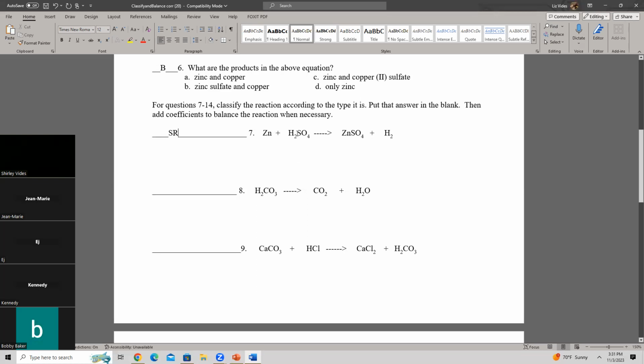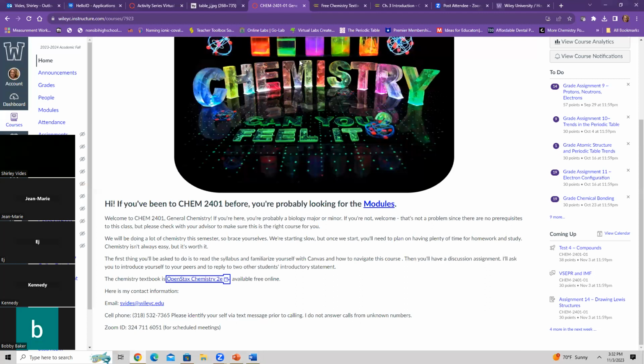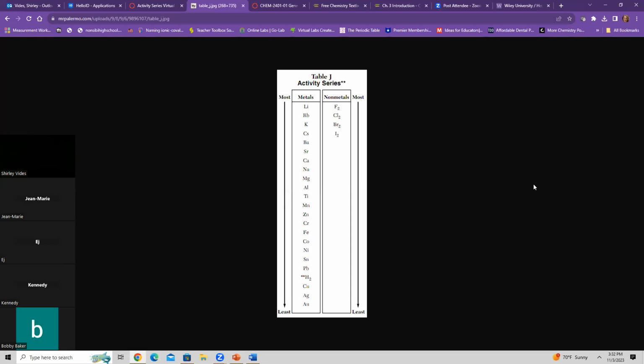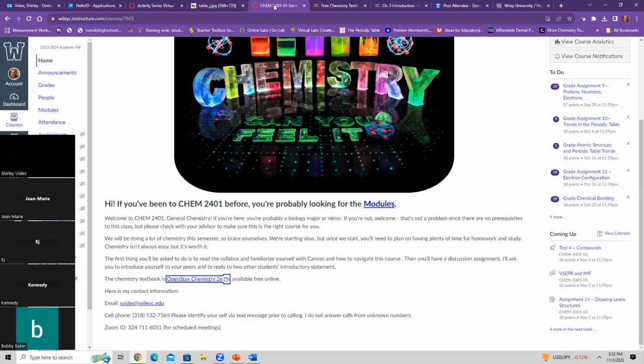And based on table J that we were looking at, it will happen because zinc is above hydrogen. Or is it? Some of these we just say they'll happen, but will they really? Let's look based on table J. Didn't I put it on here? There it is. Is hydrogen below zinc? Yes, it is. So that will happen. That is a correct reaction. Pretty good. Oh, wrong one. Sorry. There we go.